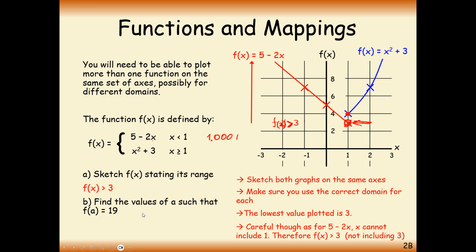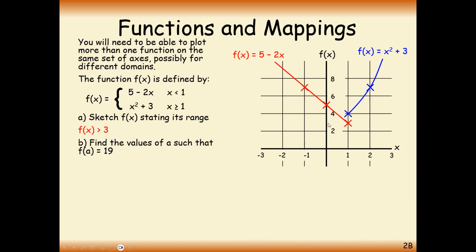Then we are looking at part B of this question here. Part B is asking us to find values of a such that f of a equals 19. To solve this part of the question, we can see that the y value is 19 either on the left or on the right. Therefore, we have to solve two equations to show the answer here.